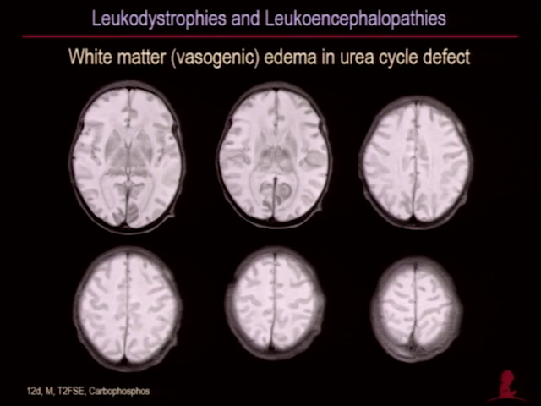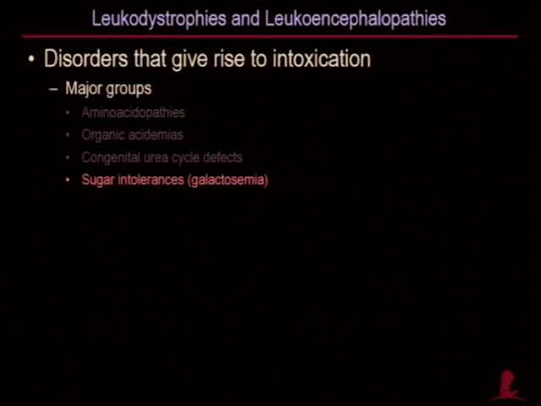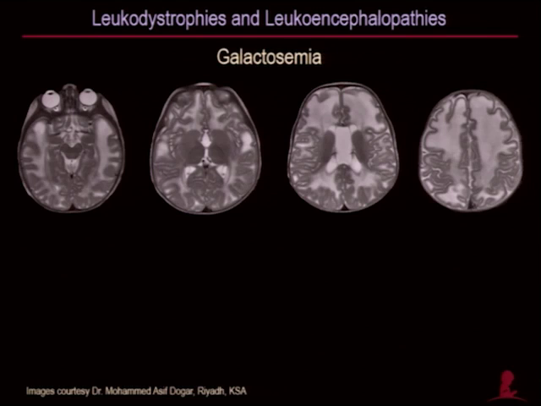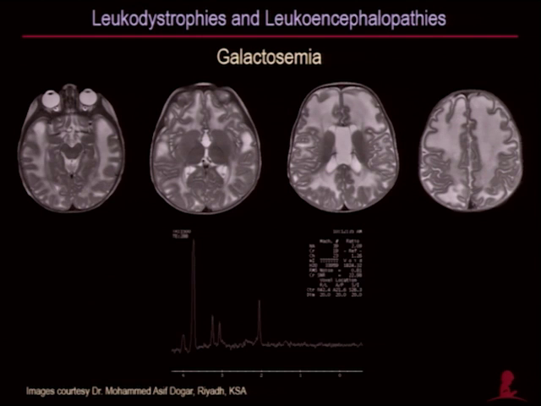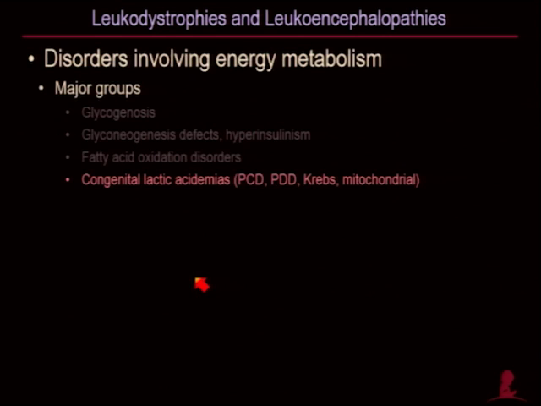In congenital urea cycle defects, it's a huge edema that oftentimes dominates the imaging pictures, and that's why these images are so bright, for example. So it's just an apparent leukodystrophy, it's not a leukodystrophy. And then sugar intolerances, such as galactosemia. Look at this. If you scrutinize these images, they really look like megalencephalic leukodystrophy with subcortical cysts, yet it's not. You do spectroscopy, and you will see the galactitol peak here at this location, and you get the diagnosis.